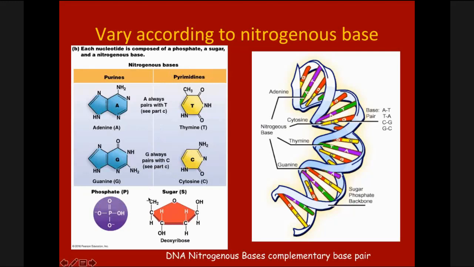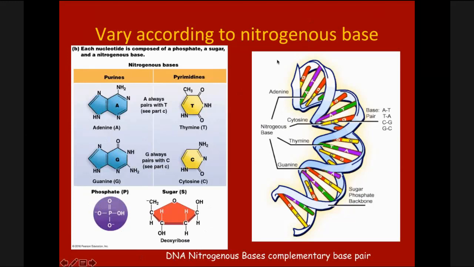We oftentimes name the nucleotide based on which nitrogenous base it has. So the nucleotide that contains an adenine nitrogenous base, we just call it adenine. A nucleotide that contains a thymine, we just call it thymine. A nucleotide that contains cytosine, we call it cytosine. And guanine, of course, guanine. And sometimes you'll see them abbreviated with letters, just the first letter of the nitrogenous base. But each nucleotide is going to have all 3 components.